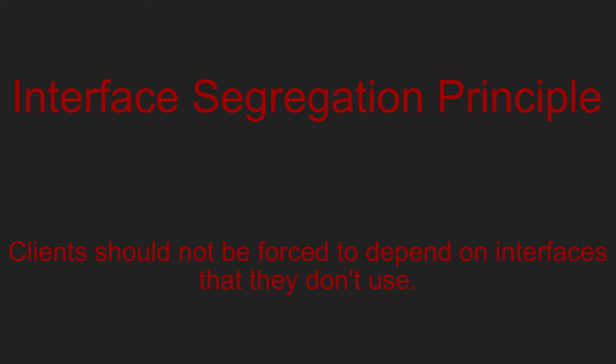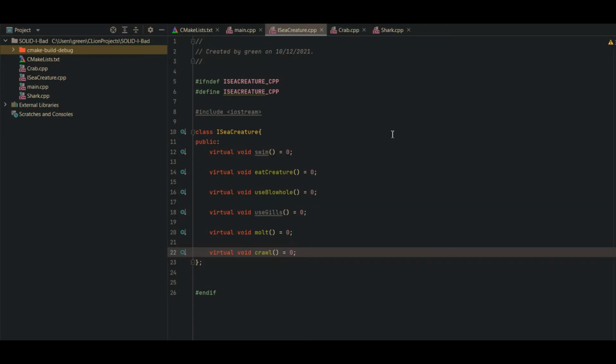ISP. The Interface Segregation Principle is fairly straightforward. We don't want to inherit interfaces that aren't appropriate for the class. We don't want to inherit functions from interfaces that we don't use. Here's an example of code that violates ISP.